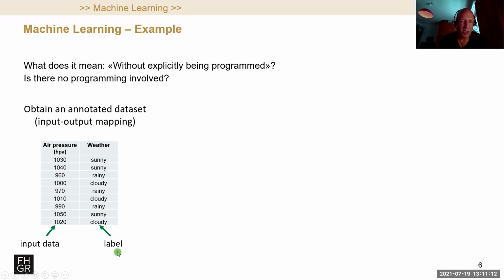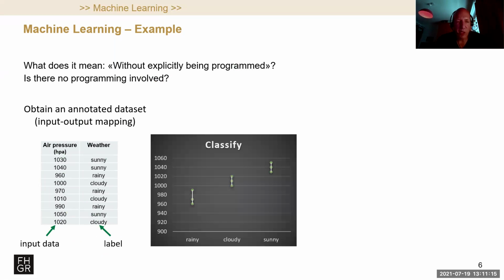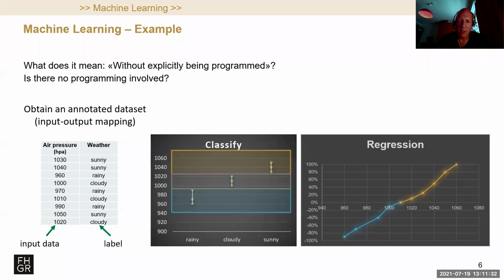And we can use that either to classify our sensor data. We can classify it as rainy, cloudy, sunny, or we can go even further and do a regression analysis. This is the classification result, if you want. And then you can have the regression analysis, and that allows you to see that there is a correspondence between the observed weather outside and the air pressure.